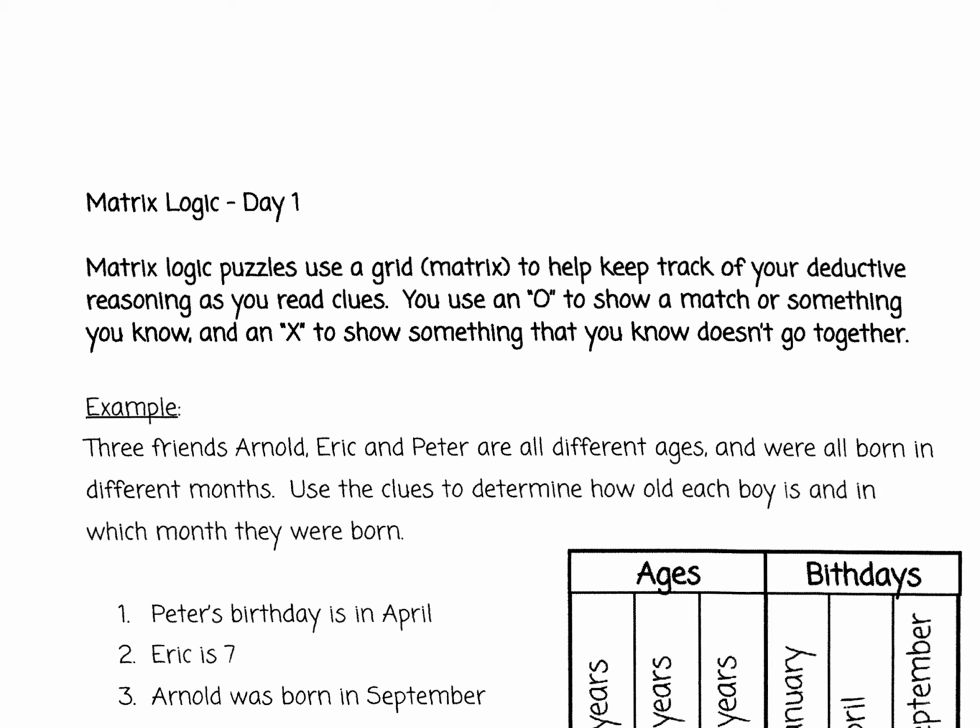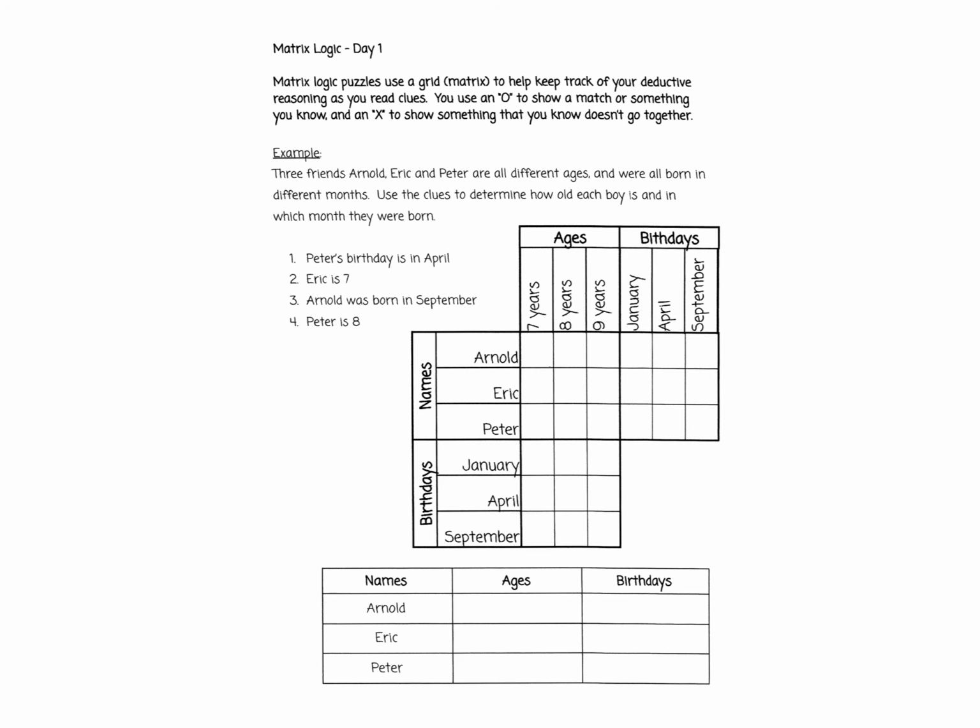So when you see matrix logic, and they give you, oops, let me zoom back out. They give you a matrix that looks like this. We're going to follow a process where we use O's to show that something is true and X to show something is false. All right, so we're going to go through, and there's still even a little bit more to it that we're going to add, and I'll highlight that for you as we go.